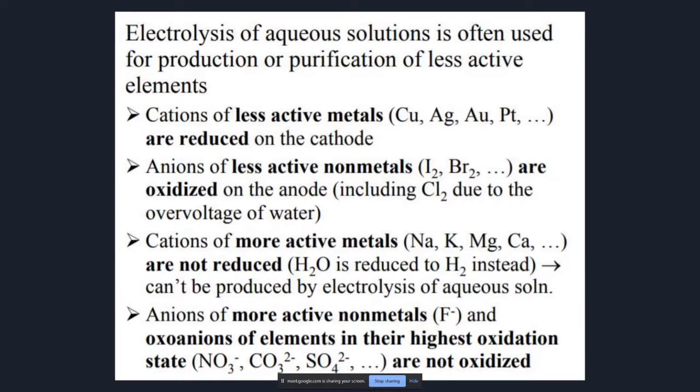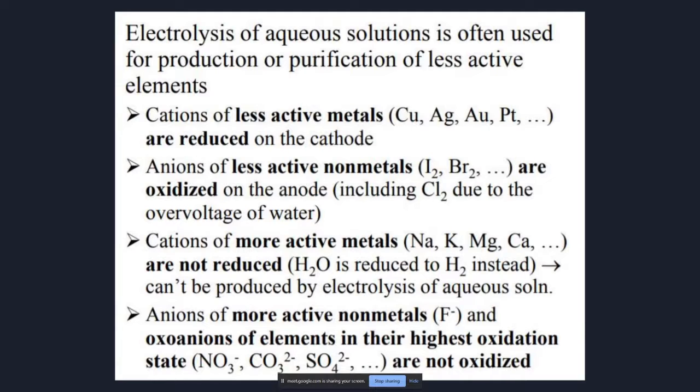Next slide. So if you follow these guidelines here, this might be something you want to memorize. You'll basically know what gets produced where. Cations of less active metals, like a lot of the d orbital metals, are not as active, and they are reduced on the cathode.